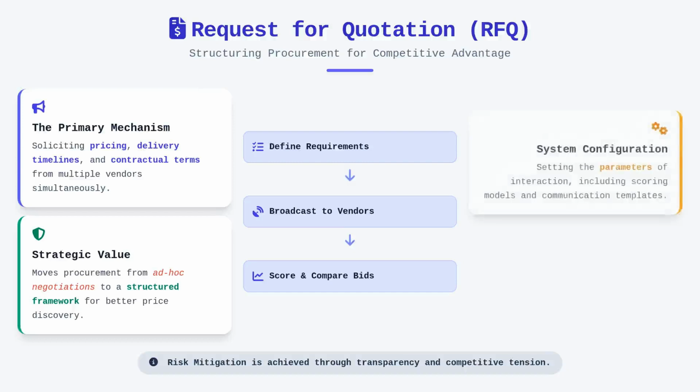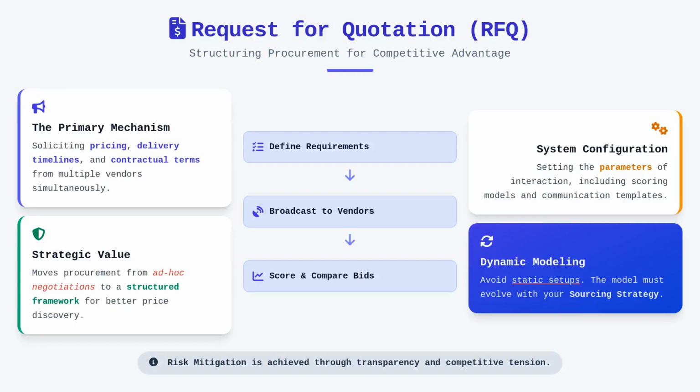When you configure the RFQ process, you are essentially defining the parameters under which the organization will interact with its supply base. This requires careful consideration of how you want to score incoming bids and what specific templates will be used to communicate these needs to external partners. If you approach the configuration as a static setup, you will eventually find it brittle. Instead, treat it as a dynamic model that must reflect the changing requirements of your sourcing strategy.